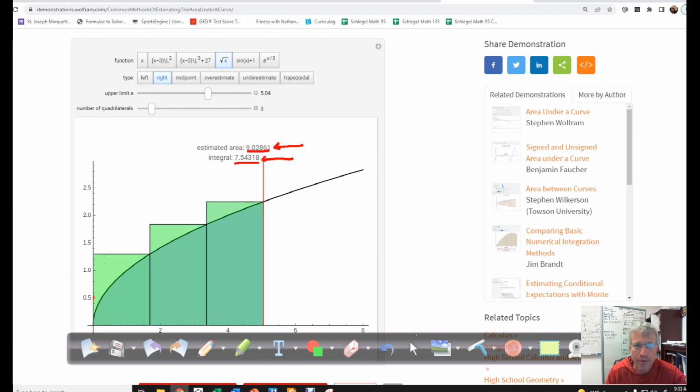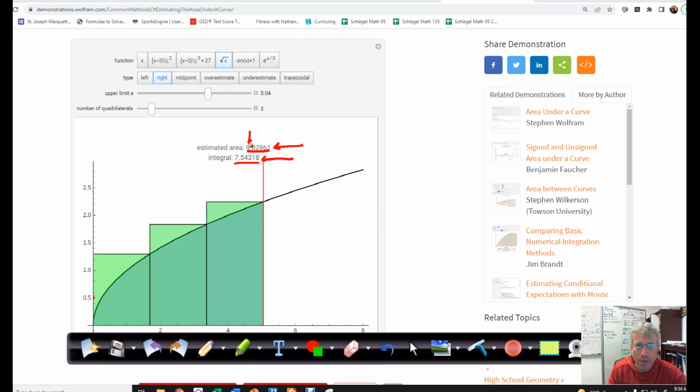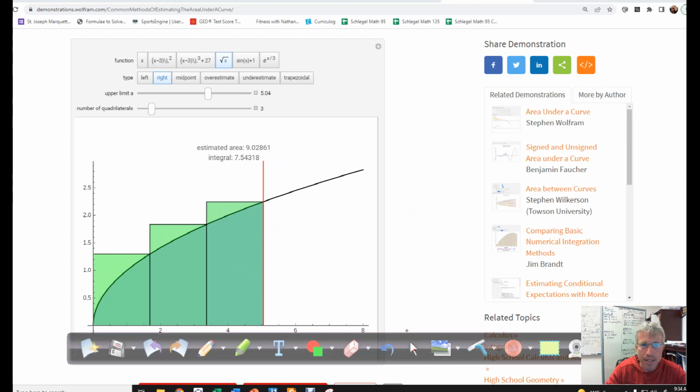So here I've got 3 rectangles, and now you can see that the estimated area went from over 11 to now it's 9, which is much closer to the actual area than that original single rectangle. You still get an overestimate in this particular example. You get these little pieces of rectangle that are above the curve. But of course, we could improve the estimate further simply by constructing more rectangles.